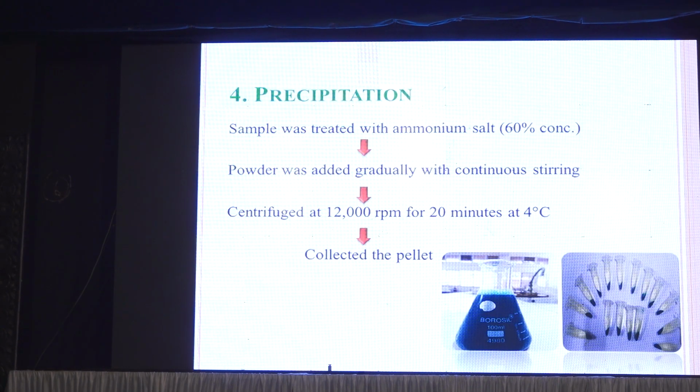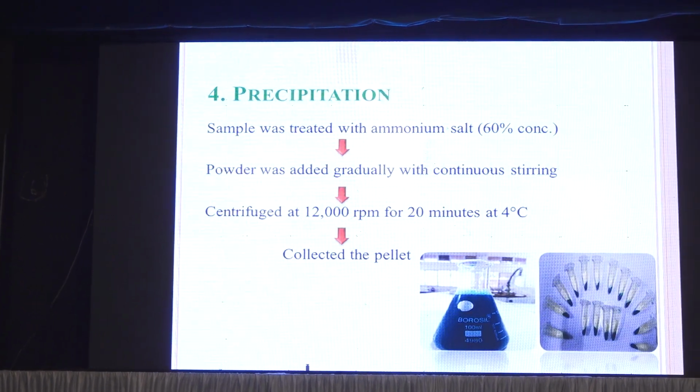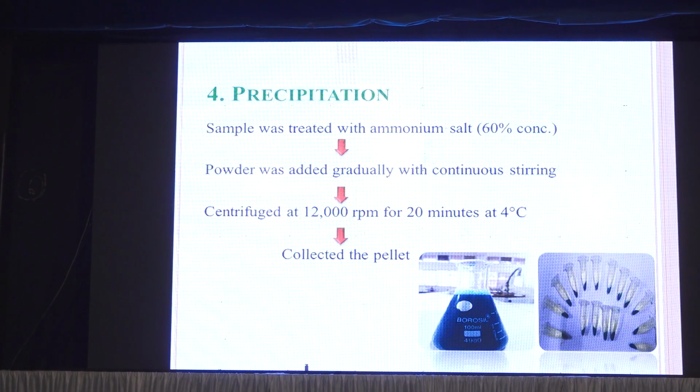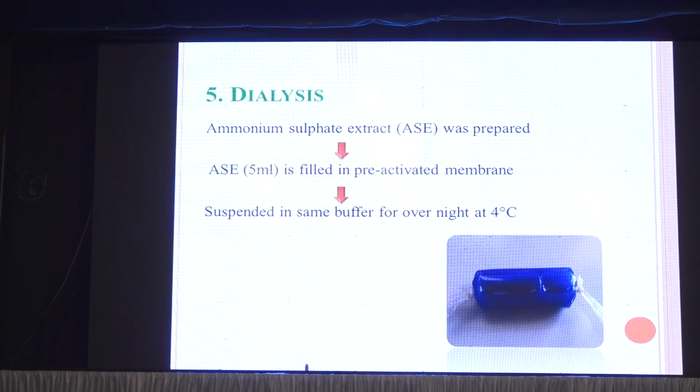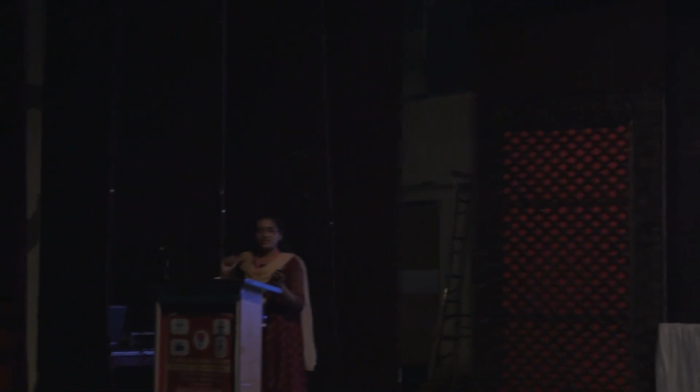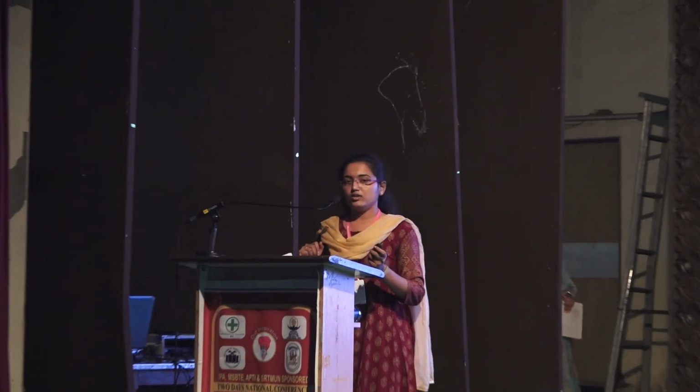Third method, precipitation. For the purification, we performed precipitation. Then again we centrifuged it at 10,000 RPM for 20 minutes at 4 degrees Celsius. Then we collected the pellet containing pigments. Fourth method is dialysis. Dialysis is the purification step for the removal of the chemicals which we use for the precipitation. For dialysis, we use a dialysis membrane 17, which is HiMedia prepared, and we purify our pigment.